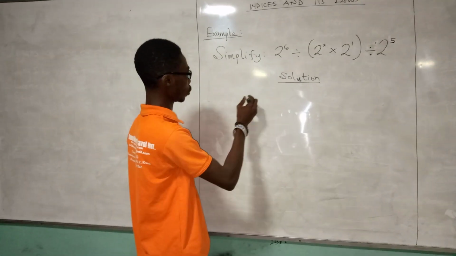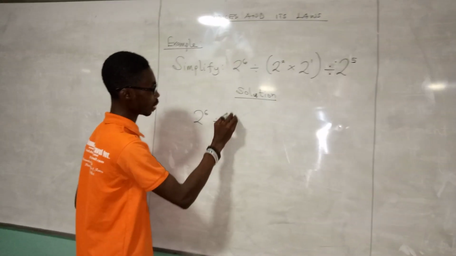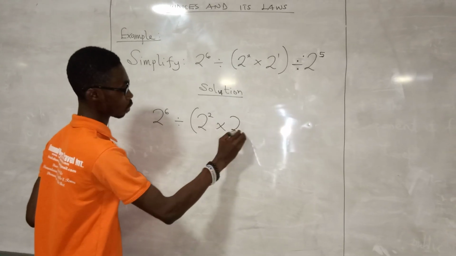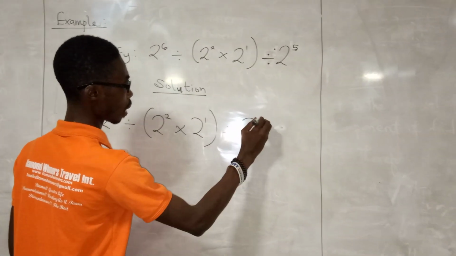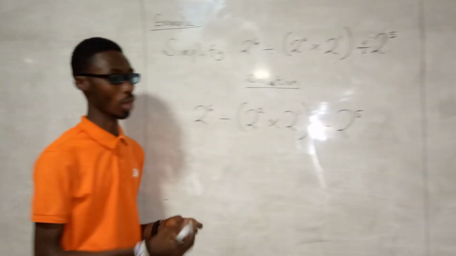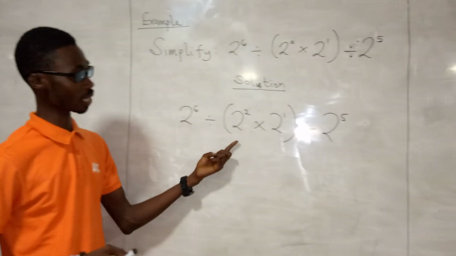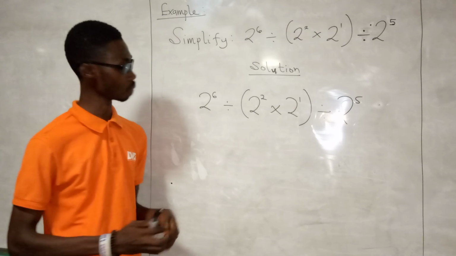So we have the question like this. We're given 2 to the power 6 divided by bracket open 2 to the power 2 times 2 to the power 1 bracket close divided by 2 to the power 5. So now we have to apply the indices laws. Now, a bracket is involved. You all know that in board maths, the bracket should be done first.